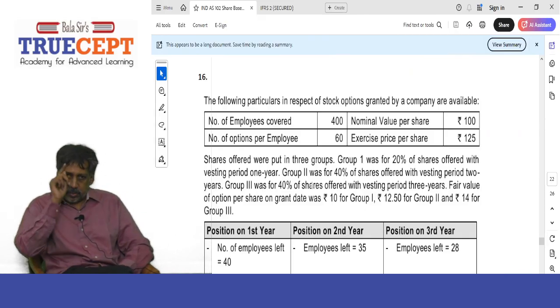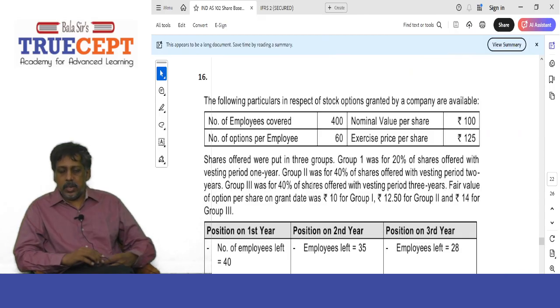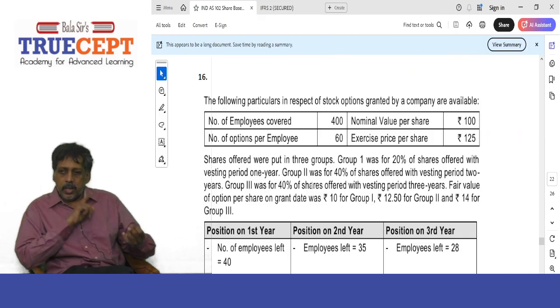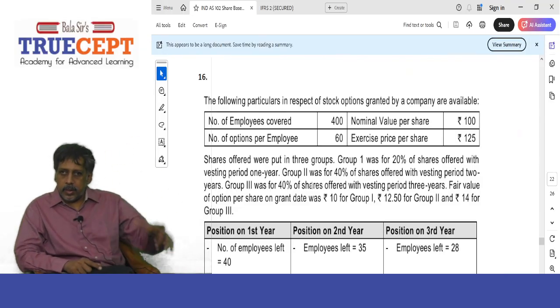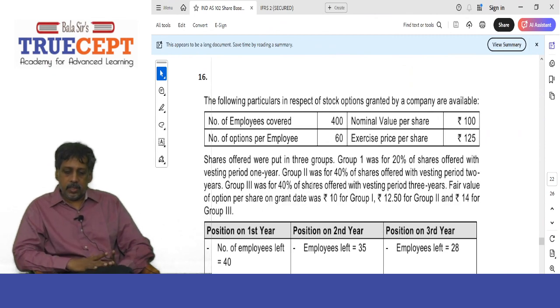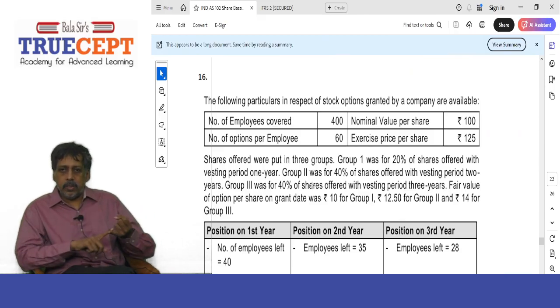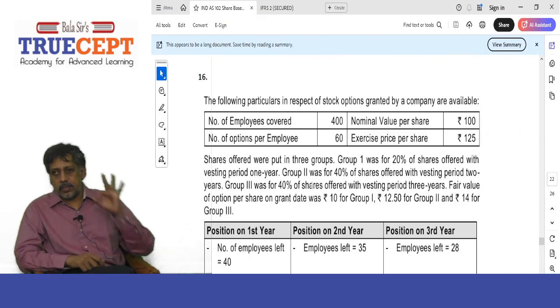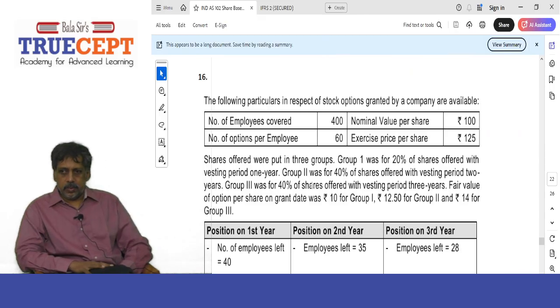Understood? Then G2. Group 2 was for 40% of shares offered with vesting period 2 years. What is the meaning? 24 options will vest, or the employees will have the right to buy 24 shares in the company after rendering 2 years of service. It's a 2-year vesting period. Next, G3. Group 3 was for 40% of shares offered with vesting period 3 years. You saw, another 24 options will vest, or the employees will have the right to buy the balance 24 shares after rendering service for how many years? 3 years. You get it?